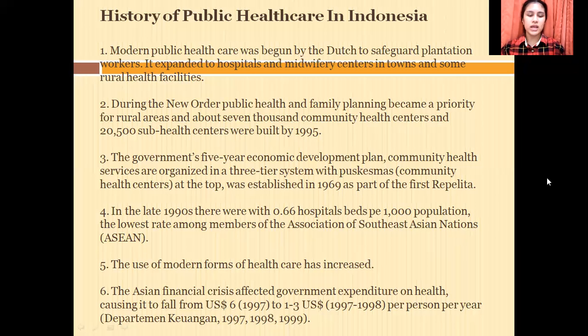And then the Asian financial crisis affected government expenditure on health, causing it to fall from $6 to $1 to $3 per person per year. However, government expenditures on health recovered and even surpassed pre-crisis figures, at $8 per capita per year by 2007.